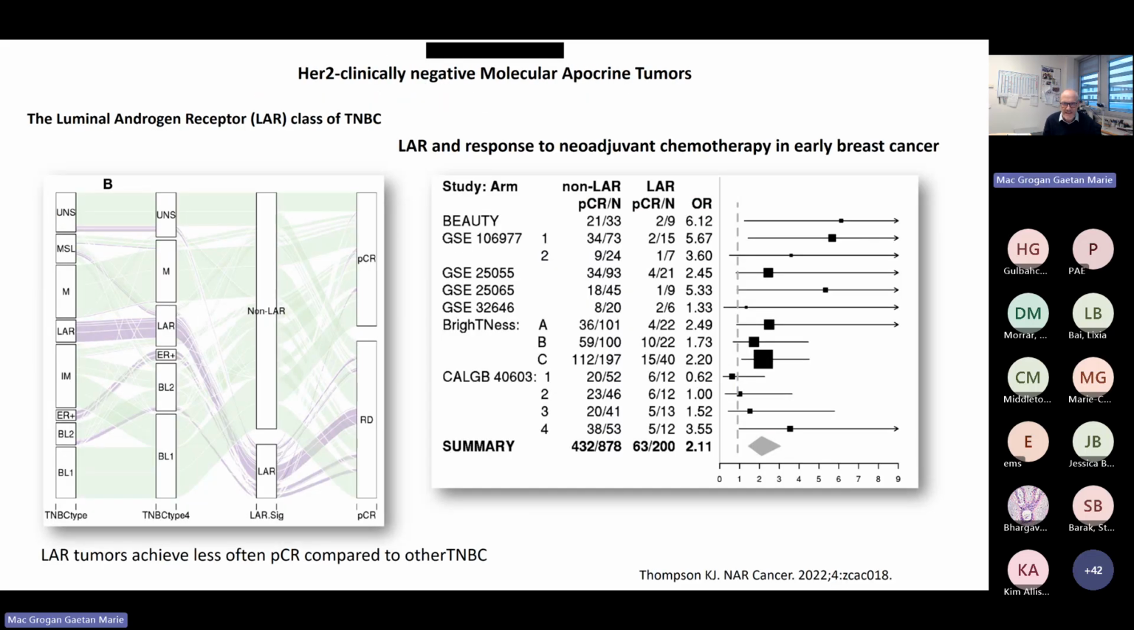So in the next slides, we're going to talk about the LAR tumors, the triple negative luminal androgen receptor tumors. And in this study by Thompson, they looked at the pCR rate of the LAR tumors compared to other triple negative breast cancers. And their conclusion in this study was that LAR tumors achieve less often pCR compared to other TNBC.